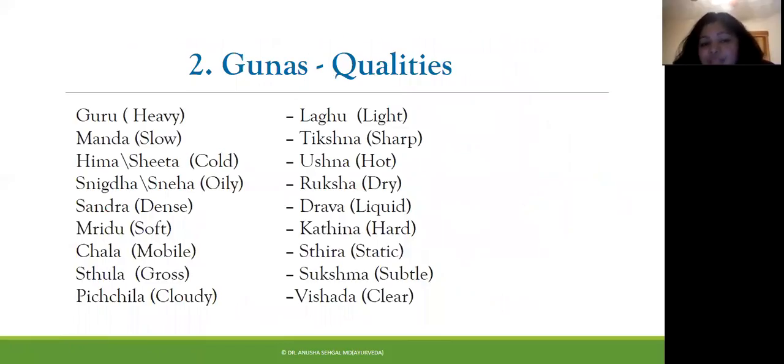And so these 20 gunas, or the Vimshati gunas, you know very well, but we'll just go over it very quickly once again. So the 20 qualities or gunas are Guru, which is heavy, and the opposite to that is Lagu or light. Manda is slow, and the opposite is Tikshna, which is very sharp. Hima or Shita is cold, and the opposite of that is Ushna or hot.